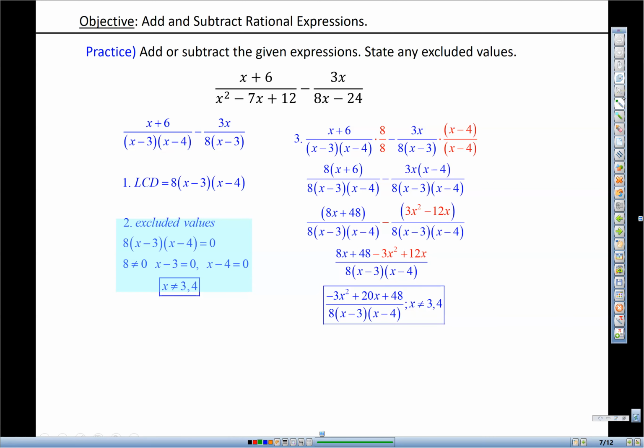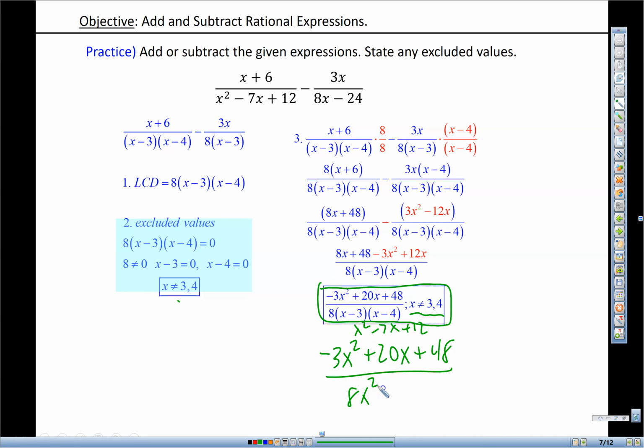Here, our denominator is shown in factored form. Your numerator should match exactly. This has included the excluded values over here. It's fine to have them in just one place. And if you wrote out your denominator in multiplied form, I guess, let's see, that's x squared minus 7x plus 12 times 8 would be 8x squared minus 56x plus 96. So that would be what I would say is the best answer.